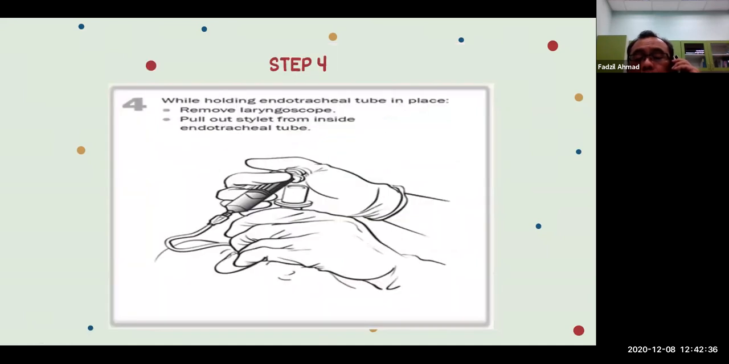While holding the endotracheal tube in place, remove the laryngoscope and pull out the stylet from inside the endotracheal tube.